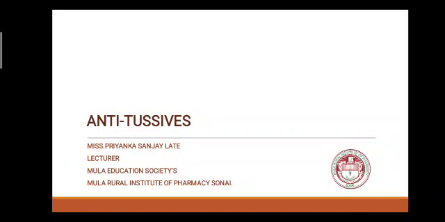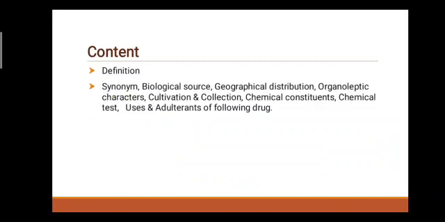In this presentation, I am going to discuss the topic that is antitussives. This topic we will discuss for first year D Pharmacy students. Content of presentation: definition, synonym, biological source, geographical distribution, organoleptic characters, cultivation and collection, chemical constituents, chemical tests, uses, and adulterants of the following drugs. First one, VASAKA leaves, second one, TULSI, third one, TOLU BALSAM.